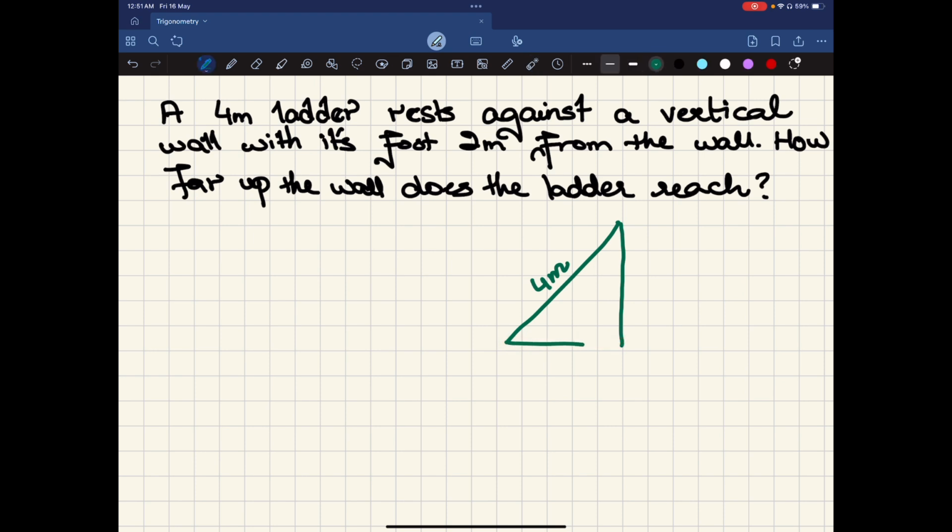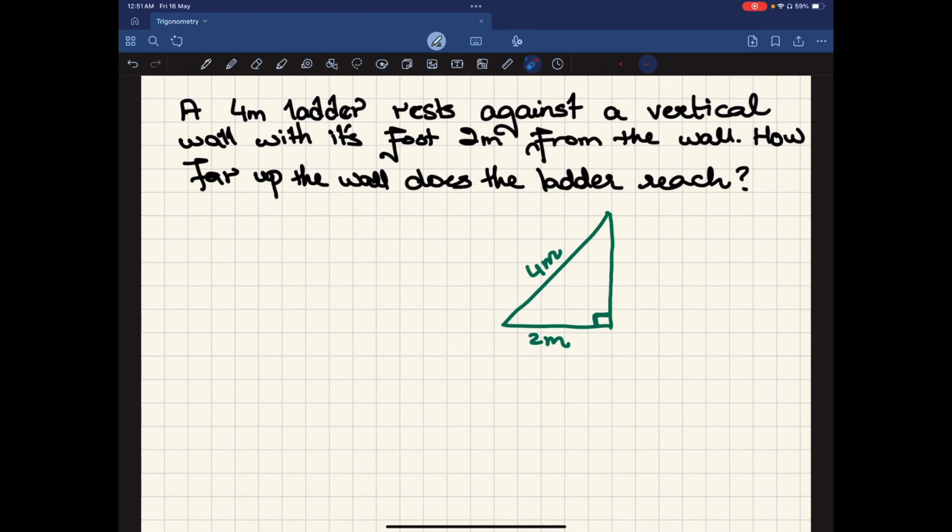Okay, so 2 meters. Vertical wall means that it makes a 90-degree angle with the ground or the floor. Okay, how far up the wall does the ladder reach? So what are we required to find? We're required to find this height. Okay, so this is going to be x.